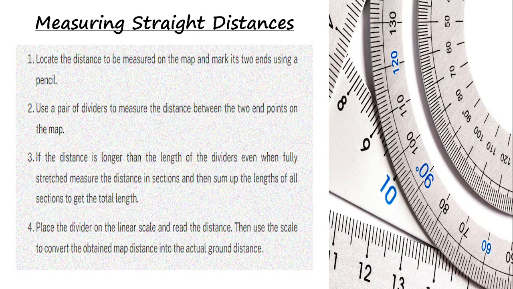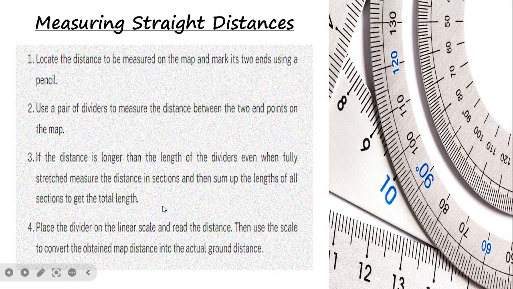Now after that, use a pair of dividers to measure the distance between the two endpoints on the map. We use the pair of dividers just to measure the distance between those two endpoints which we marked in step 1. Now if the distance is longer than the length of the dividers, even when fully stretched, measure the distance in sections. So you divide the distance into sections, then you measure the distance in sections, then sum up the length of all those sections to get the total length.